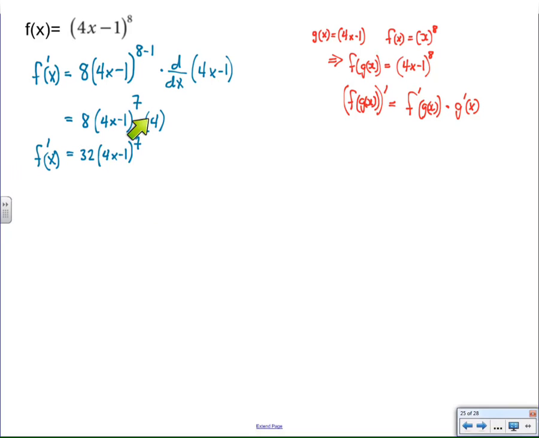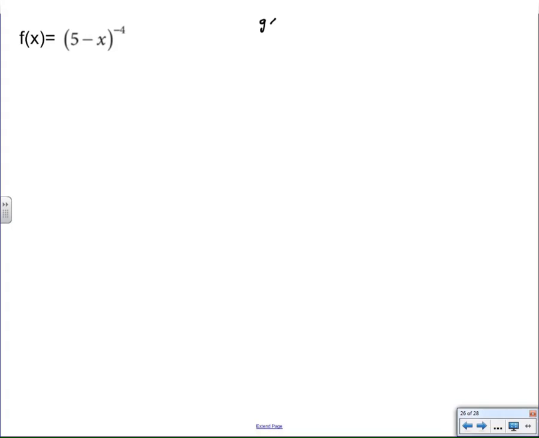Make sure that you didn't forget. The most common mistake here, of course, is students forget to take the derivative of the inner function. They end up with a function that is a quarter of its appropriate size. So, moving really slowly.